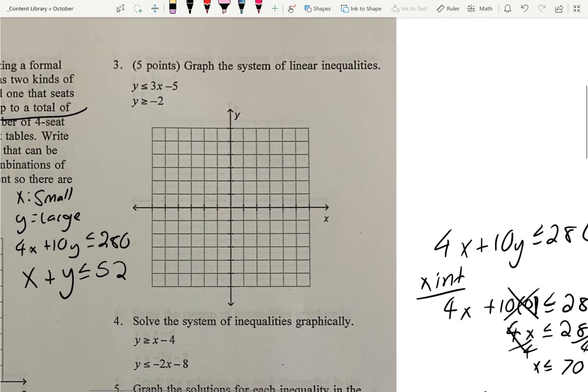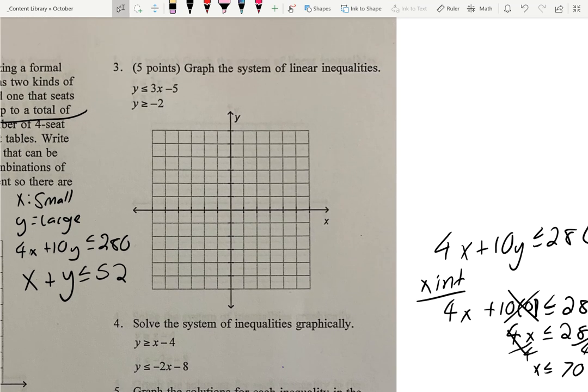So number 3, we have y-intercept is -5. So we're going to point at -5, which is right here. And then our slope is 3. Remember, that's 3 over 1. So that's rising 3 and running 1. So go up 3 and right 1 puts us here. Up 3, right 1. Up 3 and right 1.